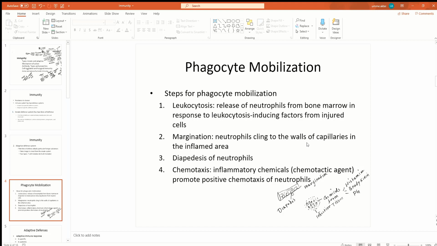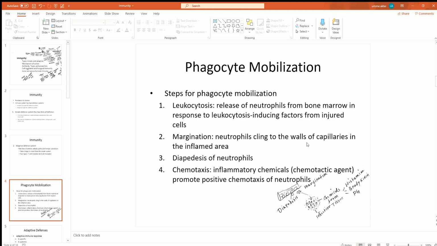Diapedesis is the process by which the white blood cells squeeze out through the tiny holes in the wall of the blood vessel. Okay, and once the white blood cell comes out, it will start to move towards the site of inflammation. Okay, how do the white blood cells move?